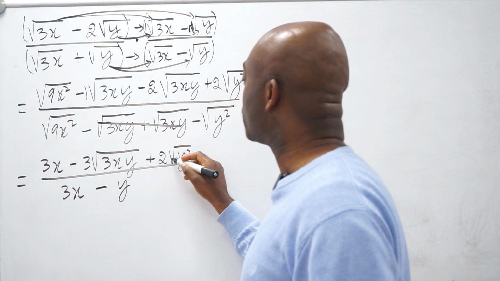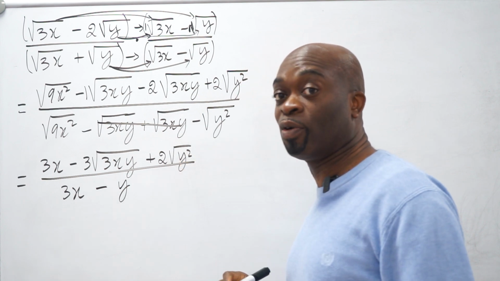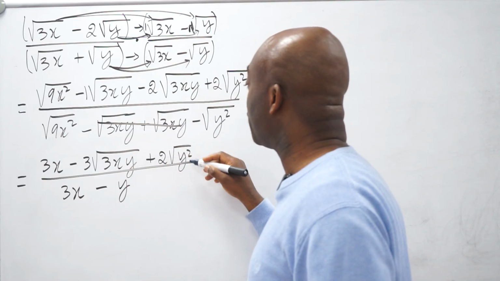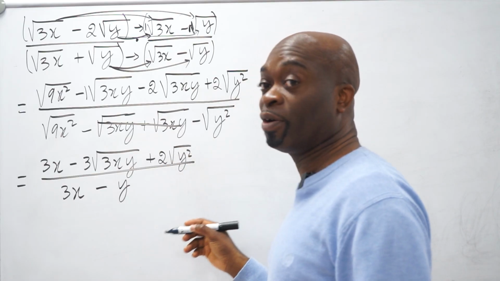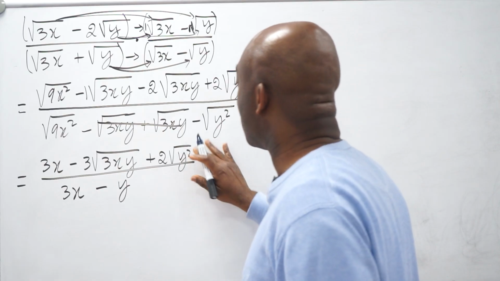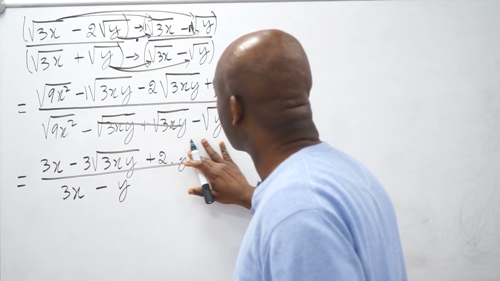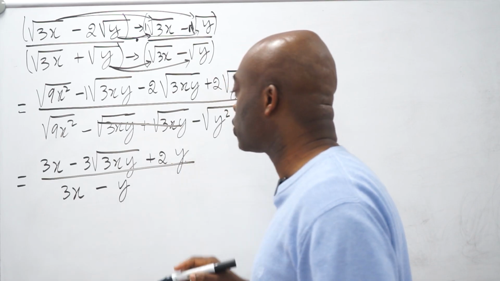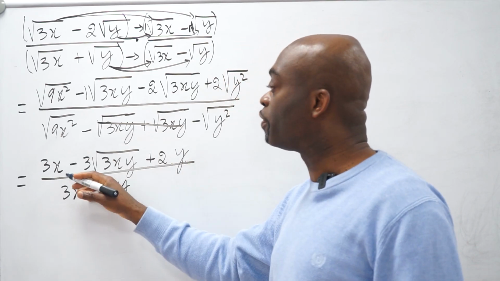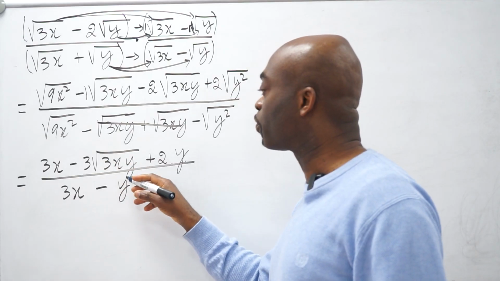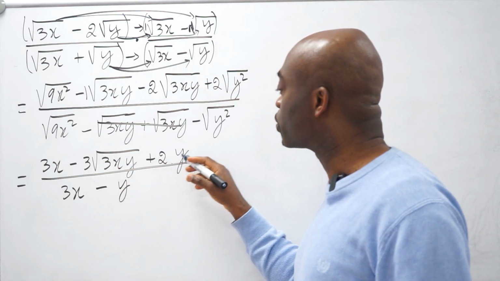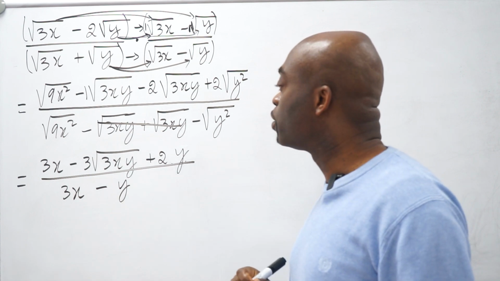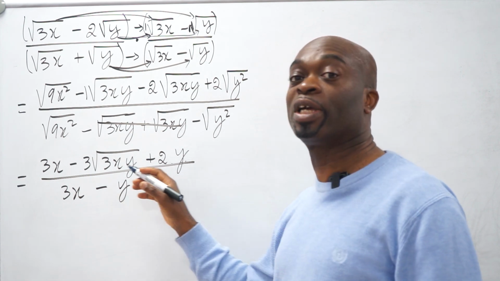And then what's going to happen to the square root of y to the second power? So even earlier, we could have already worked on this one. Okay? Because square root of y to the second power is y actually, right? So we could have just changed it into y already. So we don't need to wait for this one. So we end up with 3x minus 3 square root of 3xy under the radical plus 2y divided by 3x minus y.